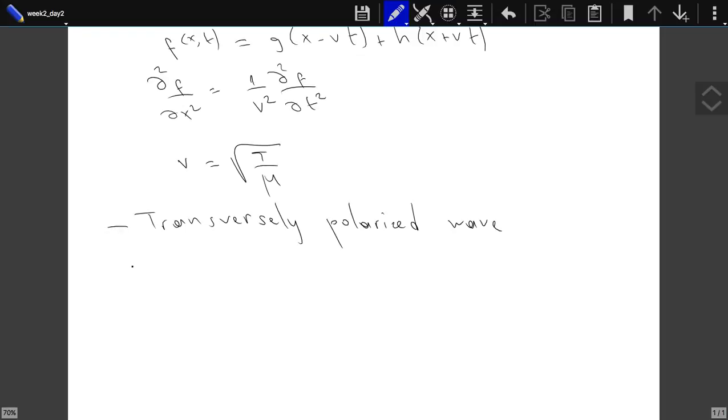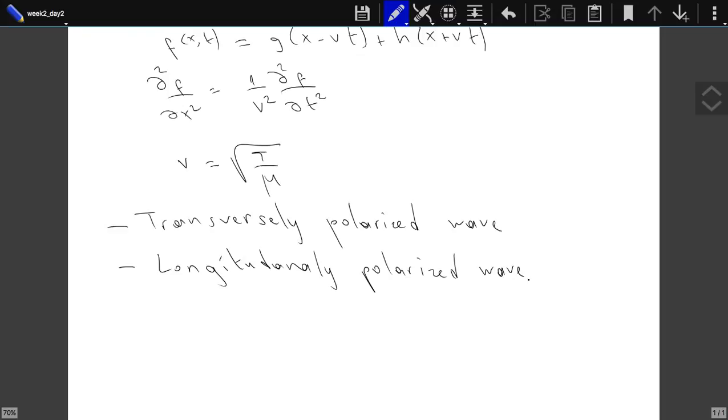Now the second kind of polarization we will be interested in. In 3 dimensions, we have 2 different polarizations for a transversely polarized wave. Let's say, if the wave is moving in the z direction, it can be polarized in the x or the y direction. That is what we call a transversely polarized wave. The other kind of polarization we have is the longitudinal polarization.